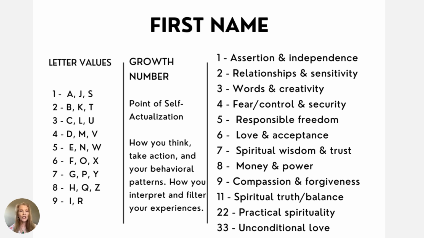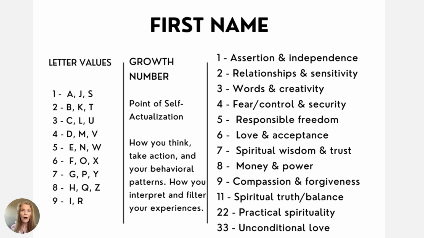So now let's look and put it all together here. I've got a little infographic here where you've got the letter values over here on the side. We've got to remind you that the first name is the growth number. It is your point of your most significant levels of growth in this lifetime. It is your point of self-actualization. So this is really going to indicate how you think, how you take action, what your default mechanism is, right? Just like what I was talking about.